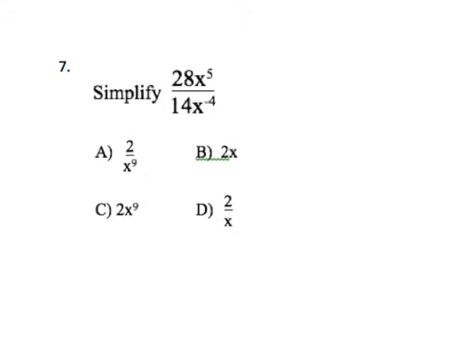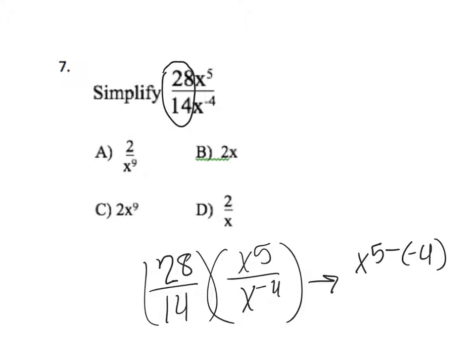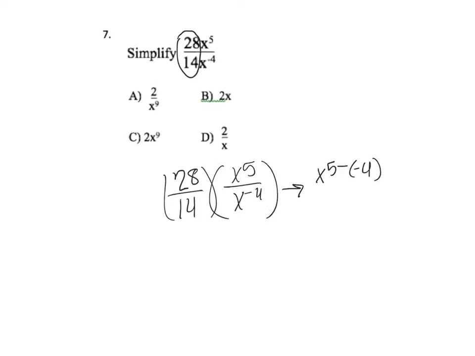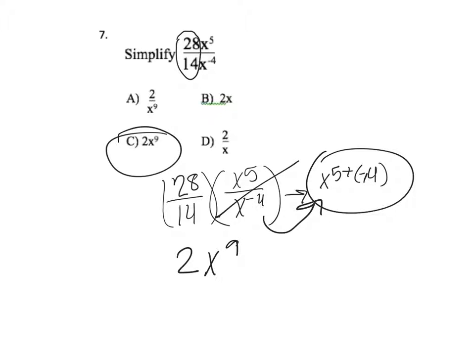Problem number 7 involves the quotient rule, and with that, we're just going to divide these as normal. So 28 over 14, and then we have x to the 5th over x to the negative 4th, which becomes x to the 5th minus a negative 4. So 28 divided by 14 is 2. And then this over here, that's what we converted it to, becomes x to the 9th. So C is our answer for this problem.